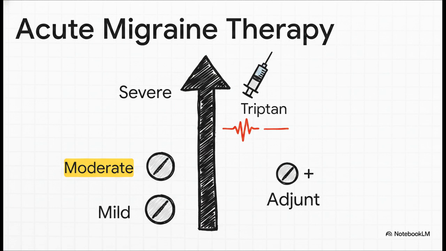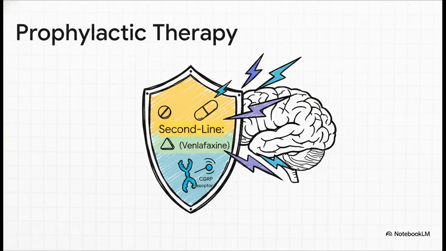They basically clamp down on those painfully dilated blood vessels in the brain, directly fighting what's causing the headache. But what if the attacks are happening all the time, or they're just completely debilitating? That's when we think about prophylaxis, or preventative therapy. The goal here is just to have fewer attacks.